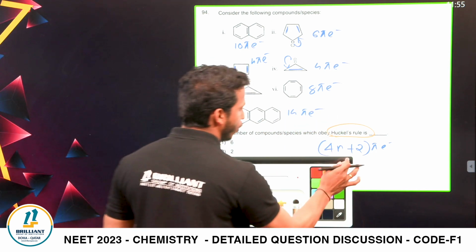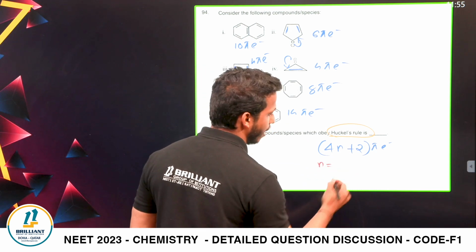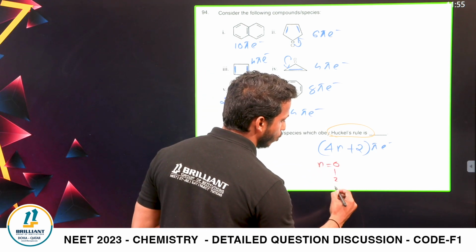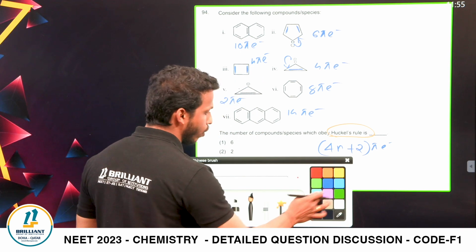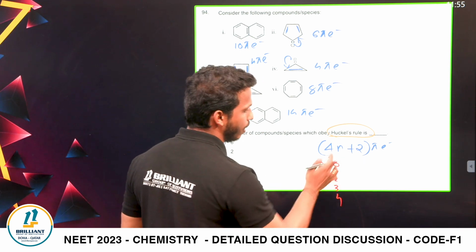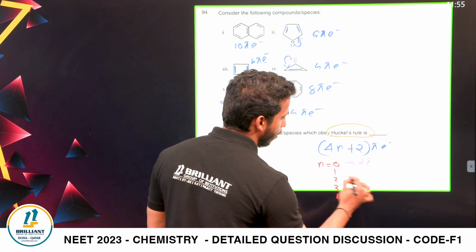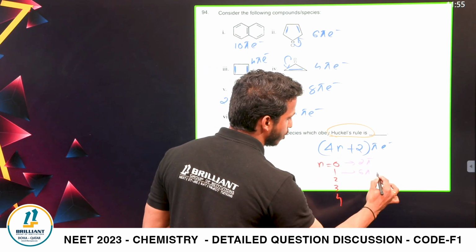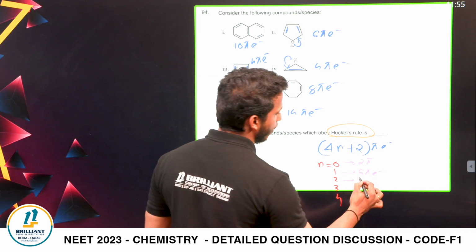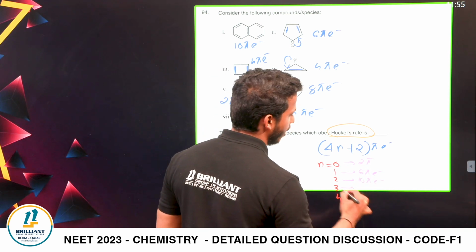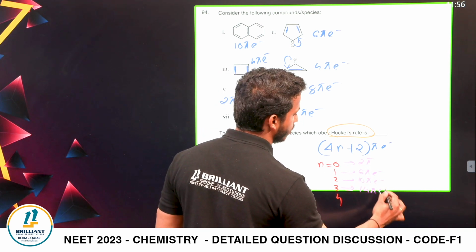Here, what are the possible values of n, dear all? n can be 0, 1, 2, 3, 4, etc. If n equals 0, how many pi electrons will be there? There will be 2 pi electrons. If n equals 1, there will be 6 pi electrons. If n equals 2, there will be 10 pi electrons. If n equals 3, 14 pi electrons, like that.